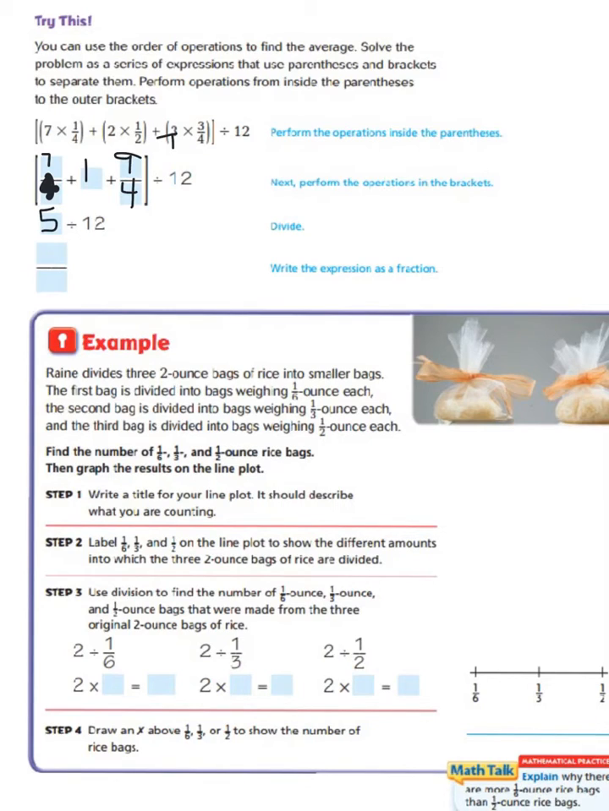And we know that we do the inverse operation, and that is going to equal 5/12.